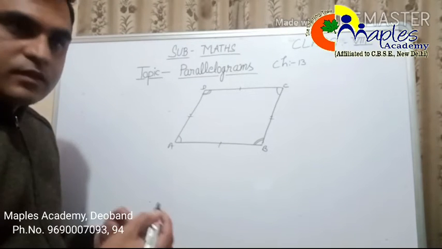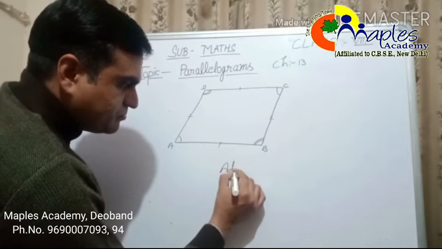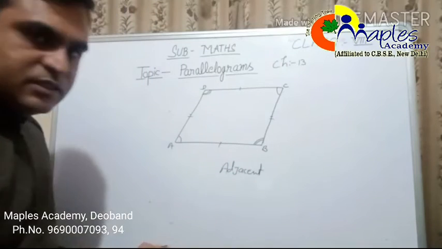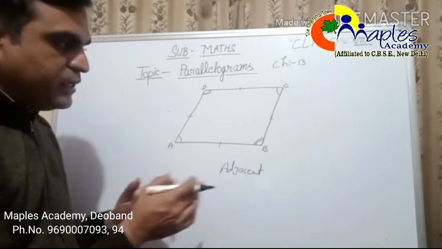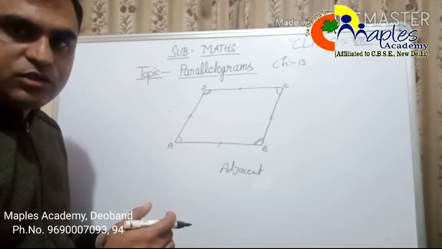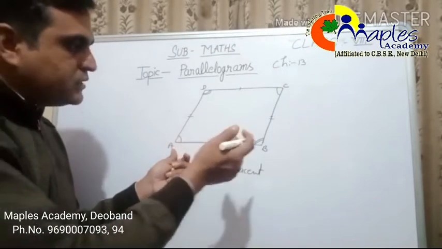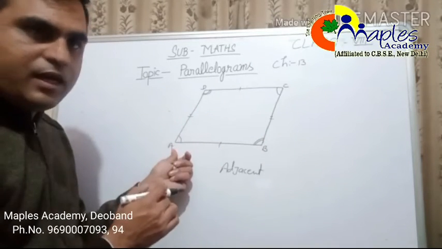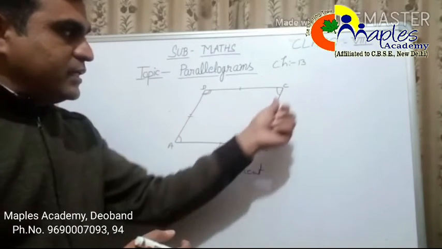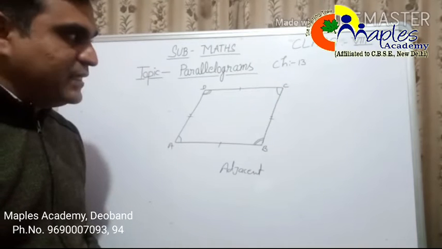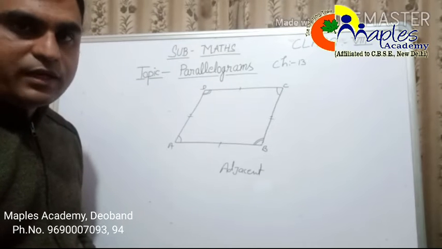Okay, and the sum of adjacent angles; I select the word adjacent. Adjacent means when two angles have a common arm, then we can say that these two angles are adjacent to each other. If I want to ask what is the adjacent angle of angle A, then you can simply say that angle B is adjacent to angle A, or you can also say that angle D is adjacent to angle A. If I ask what is the adjacent angle of C, then you can reply that angle D is adjacent to angle C, and you can also say that angle B is also adjacent to angle C.